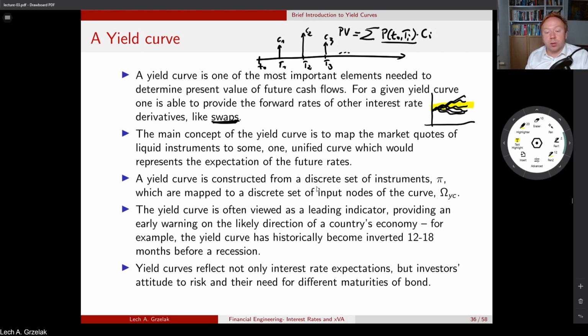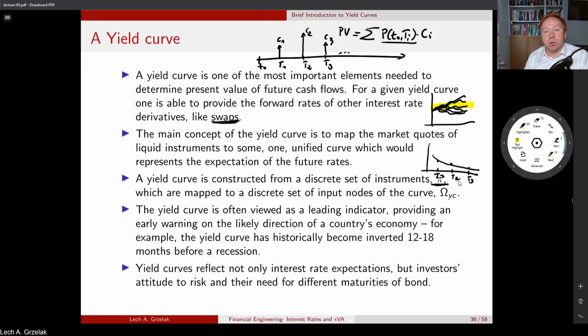A yield curve is constructed from a discrete set of instruments. We have already discussed that we have those different periods. So typically we will have, let's say, T1 here, T2, T3, and we will have those zero coupon bonds from the market. And then, depending on the yield curve shape, we would impose some kind of interpolation, and from that we will get our yield curve.